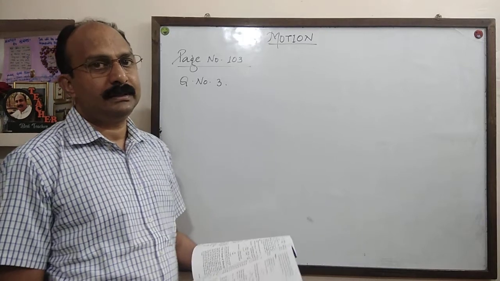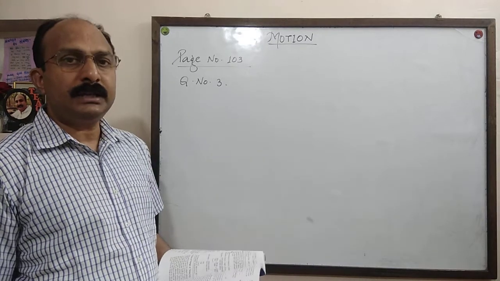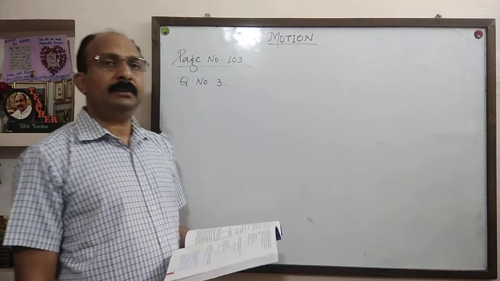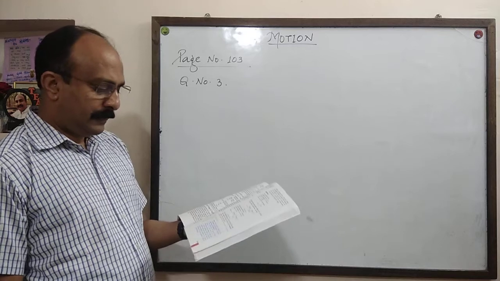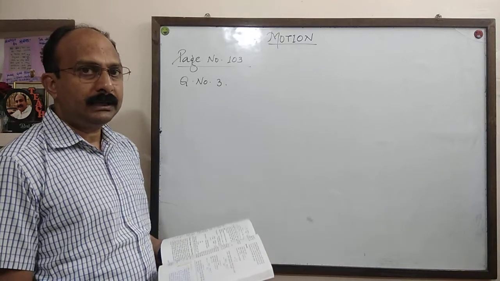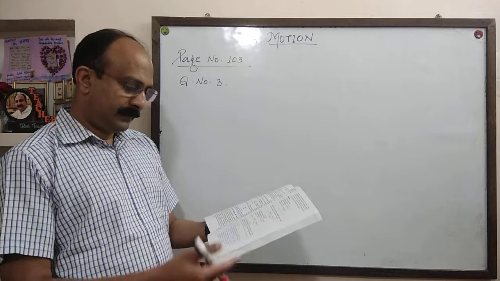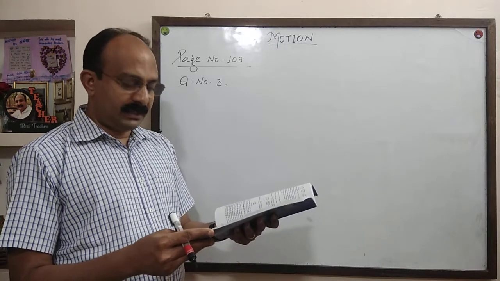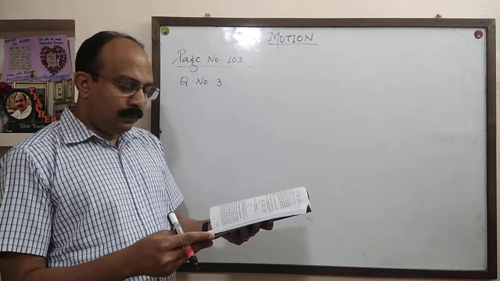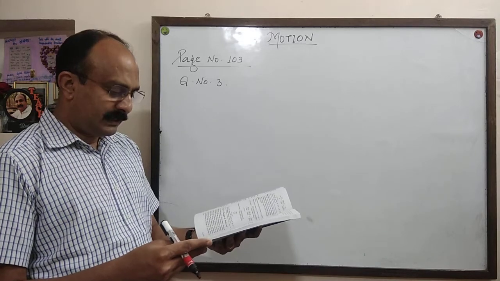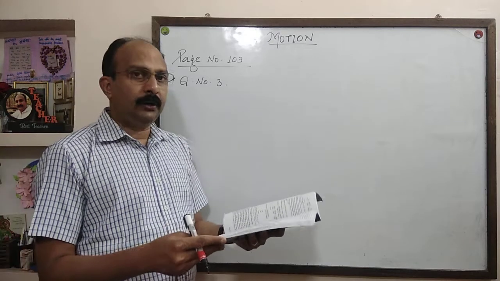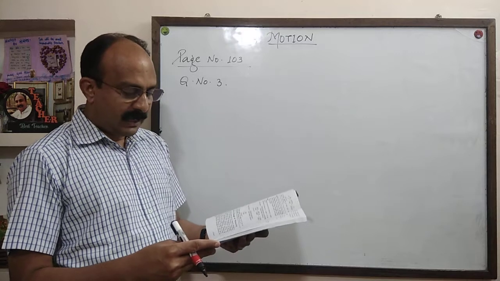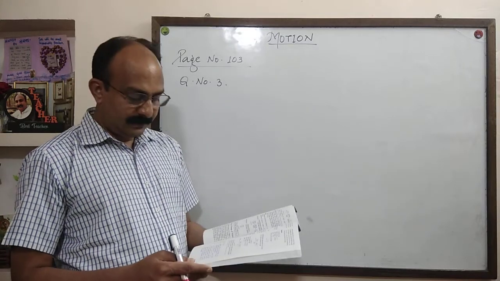Hello students, I am continuing with the question answers of the NCERT book of chapter 1, Motion. Page number 103, question number 3. Question: a train starting from a railway station and moving with uniform acceleration attains a speed of 40 km per hour in 10 minutes. Find its acceleration.